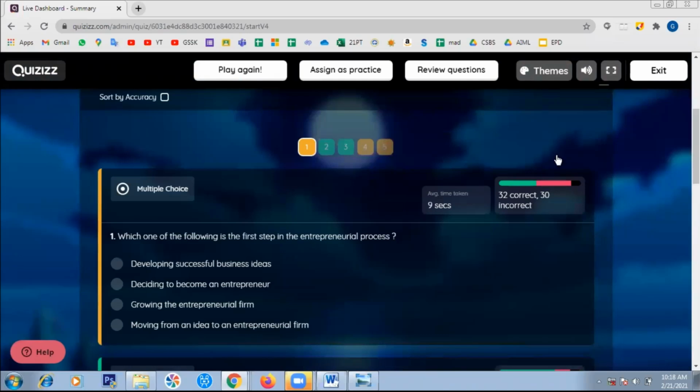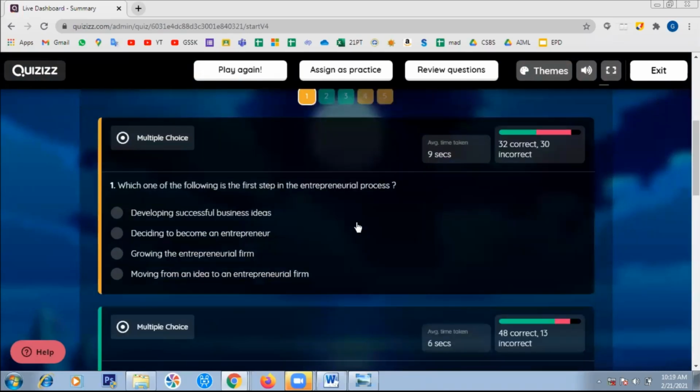The first question is, which one of the following is the first step of the entrepreneurial process? If you want to become a successful entrepreneur, what will be the first step? The correct answer here is developing a successful business idea. If you want to start a business well, your idea has to be a very good idea. That is what the question stands for.